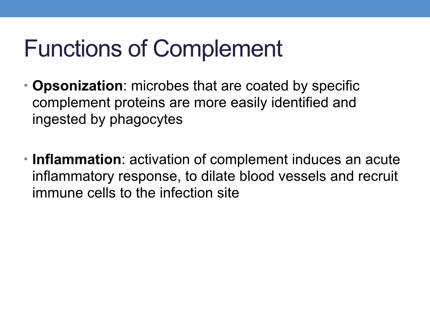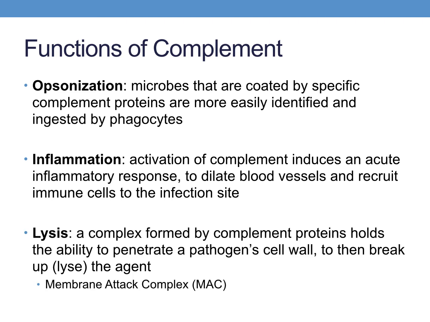Complement-induced inflammation occurs when the system itself induces an acute inflammatory response, resulting in dilated blood vessels and immune cell recruitment to the site of infection. Lastly, lysis occurs when a complex called the membrane attack complex, or MAC, is formed by complement proteins to come in and penetrate a pathogen's outer cell wall, to then break up or lyse the agent.